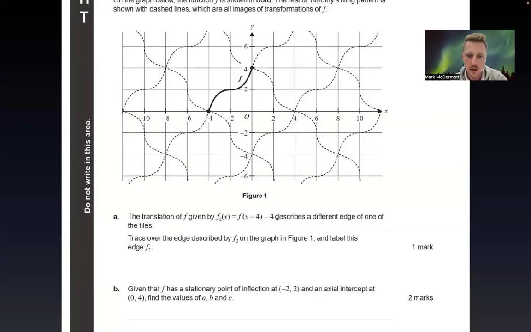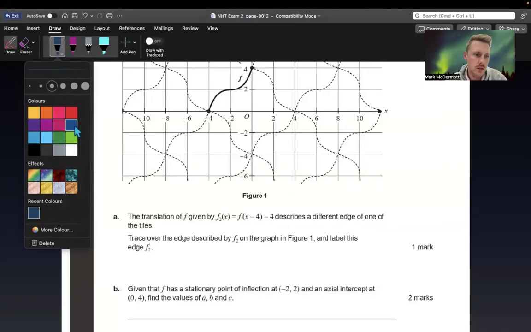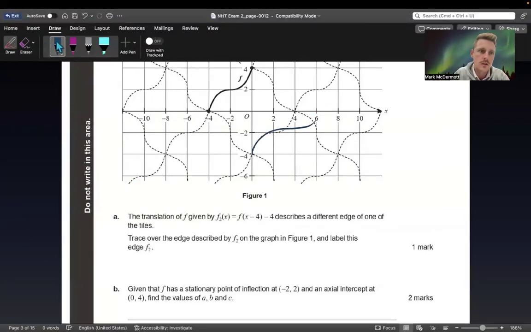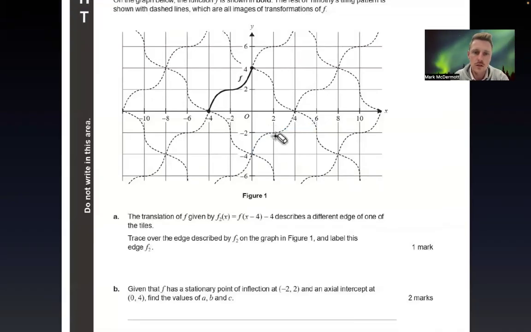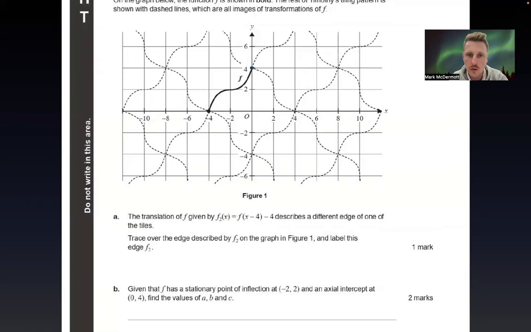Okay, it's been moved to the right by 4 and it's been moved down 4. So let's see what that looks like, if my pen will work. Of course it doesn't want to work. There you go. So it's this part here, isn't it? Just pick any point and move it across 4, and then down 4. So it's this part here.